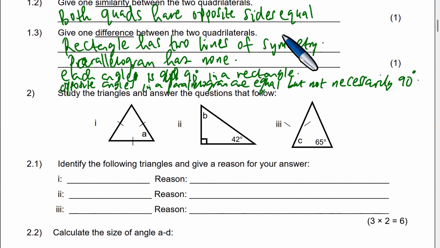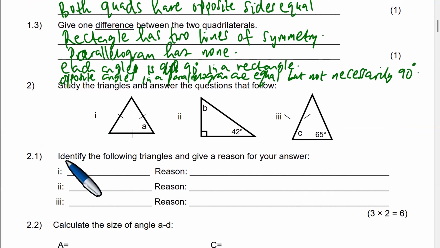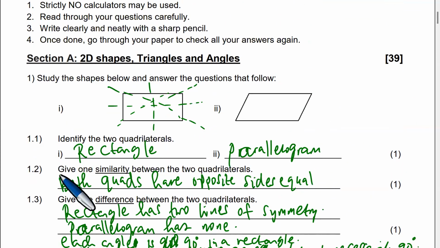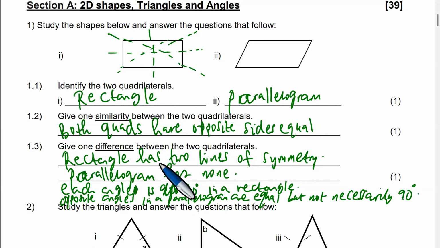Study the triangles and answer the questions that follow. Identify the following triangles and give a reason for your answer. So here you can say that a rectangle has at least two lines of symmetry, because you can count one, two, three, four, etc. So it has at least two lines of symmetry, whereas a parallelogram has none.